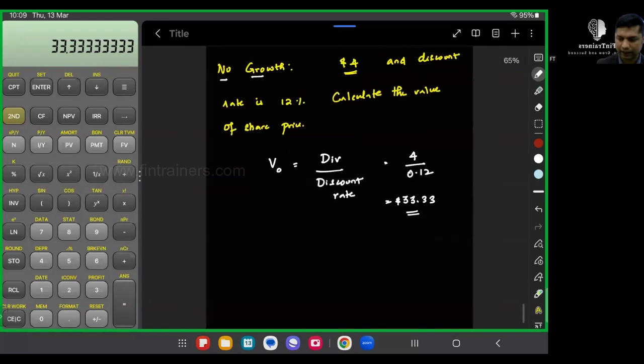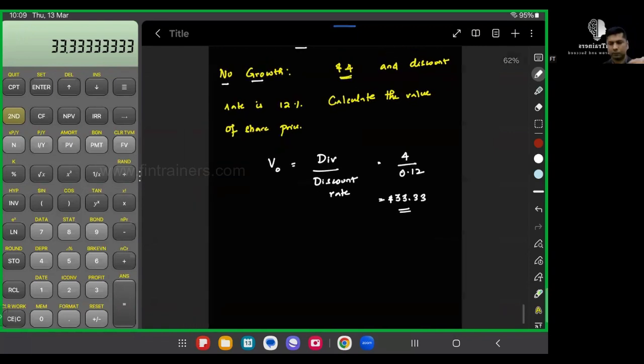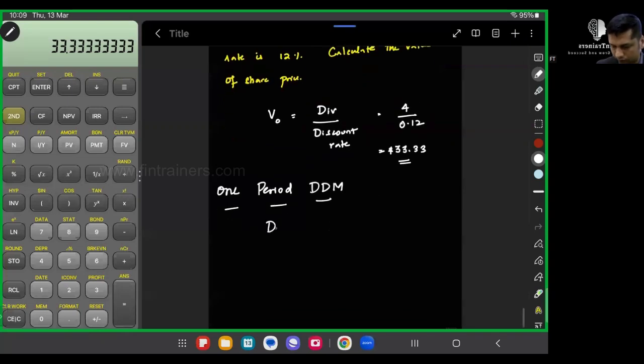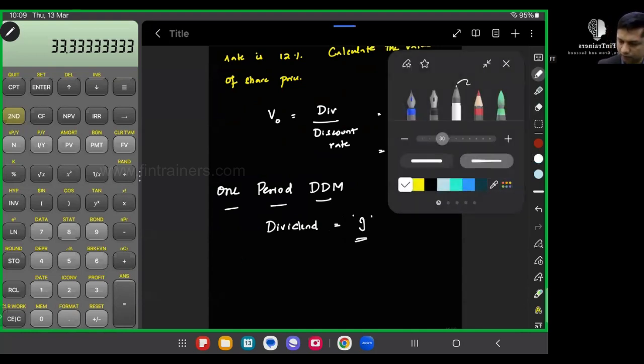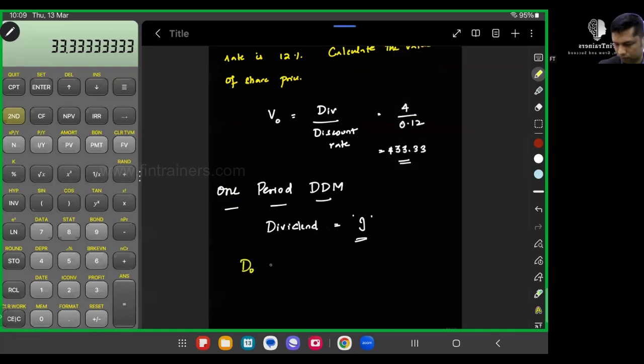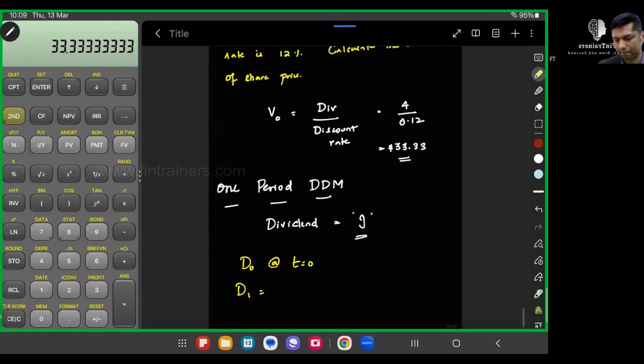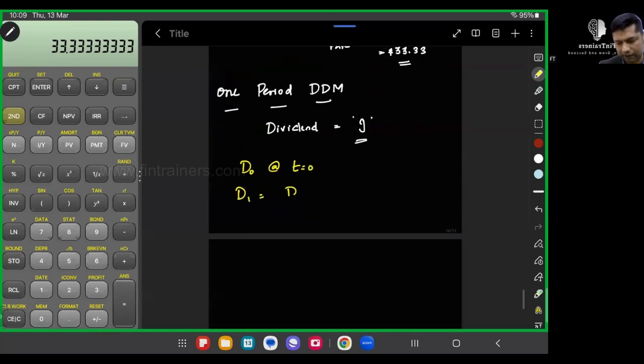Now, let's say we have a dividend that is growing though. Let's say the dividend growth rate is given to you as lowercase g. So if my current dividend at t equal to 0 is notated as D0, my D1 will be my dividend multiplied by 1 plus the growth rate. That's how you will calculate the dividend for next year, and so on and so forth.